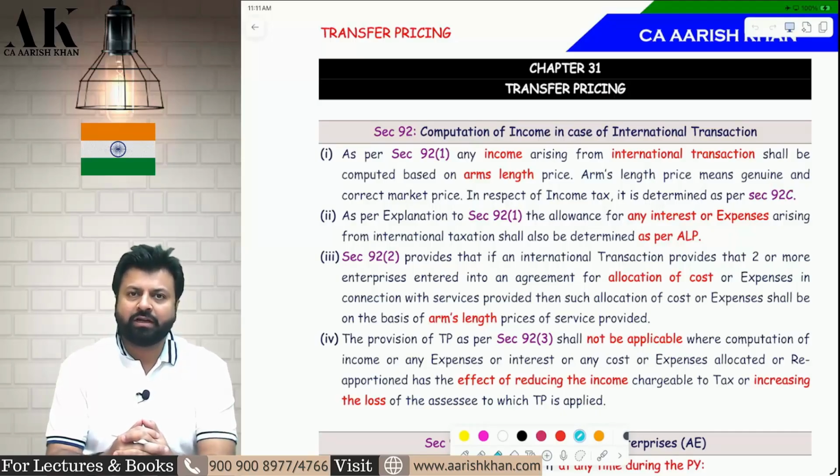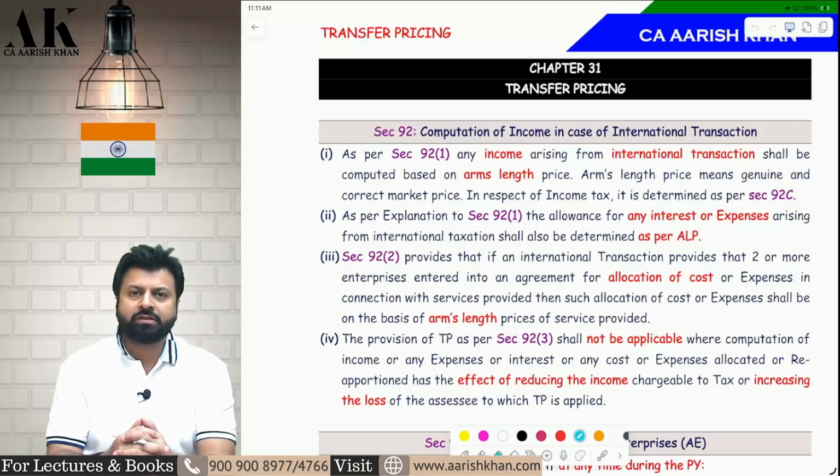So today we are going to start with our revision of transfer pricing, one of the most important topics, which is 100% going to come in your examination, and which is also important for your practical life as well. So let us start with the comprehensive revision in full English of the topic of transfer pricing.